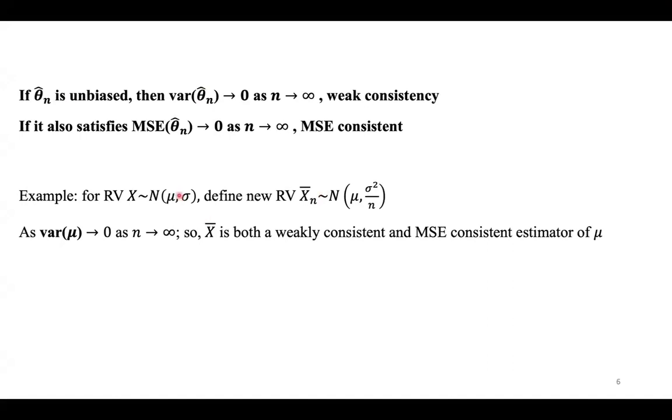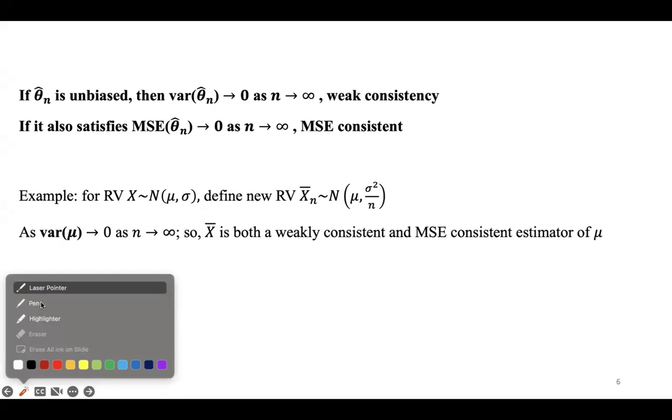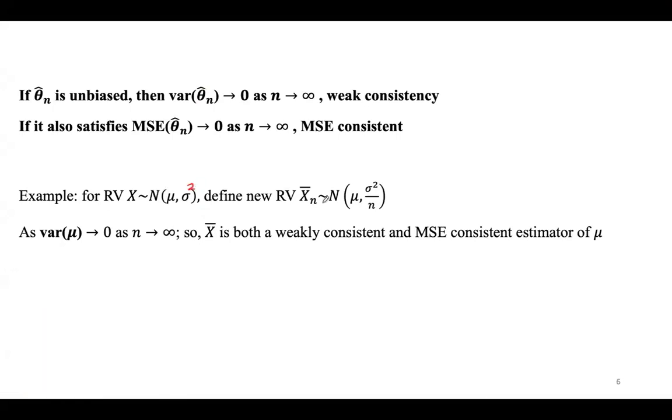Okay. So for example, if it's a normally distributed random variable, and you define a new random variable which is the average, then the mean would be mu, and the new variance, so this should be squared here, the new variance is going to be the old variance divided by n. Now you can see that as n increases, the value of this variance is going to go to 0, right? Because n is in the denominator.